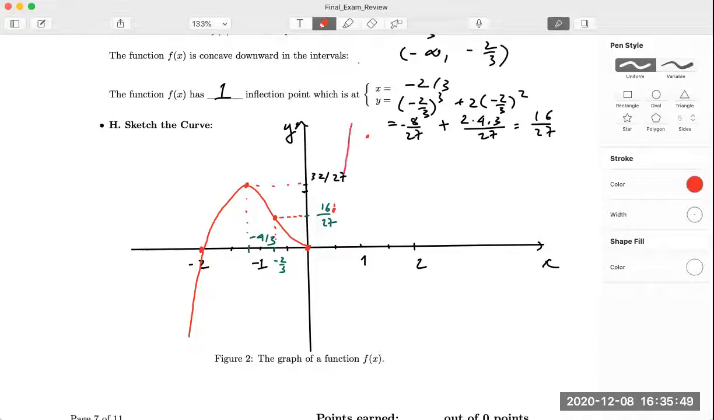Therefore, the graph will be like this. This is f of x equals x cubed plus 2x squared. Okay, that's it.